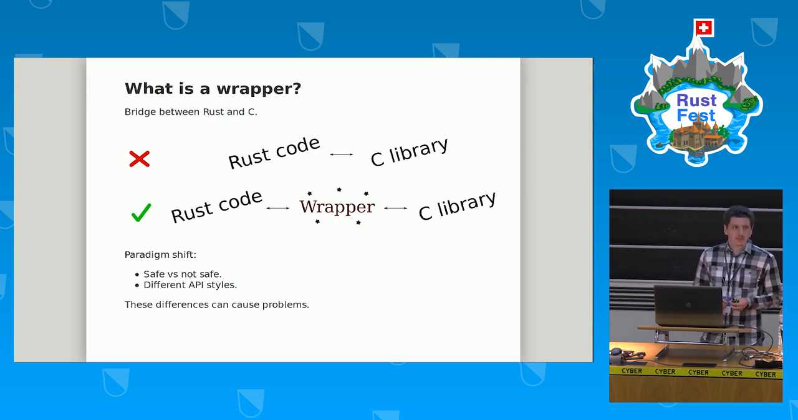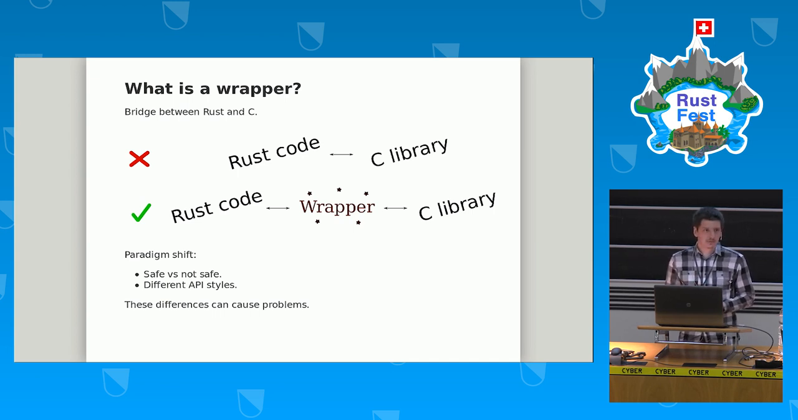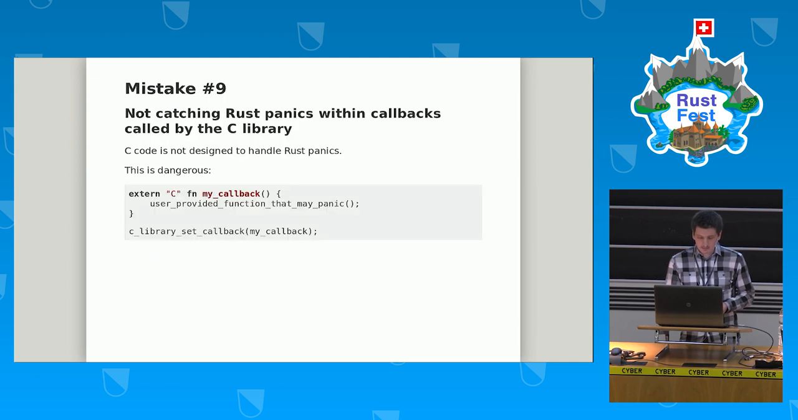But writing a wrapper is not an easy task and can be very difficult because of the differences between the two languages. These differences can introduce mistakes in your code. So here are the most common mistakes I see in libraries in the ecosystem. Mistake number 9, not catching Rust panics within callbacks called by the C library.